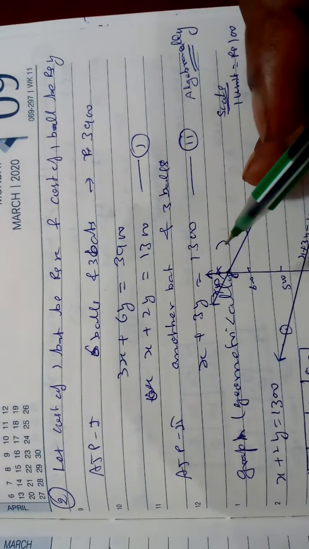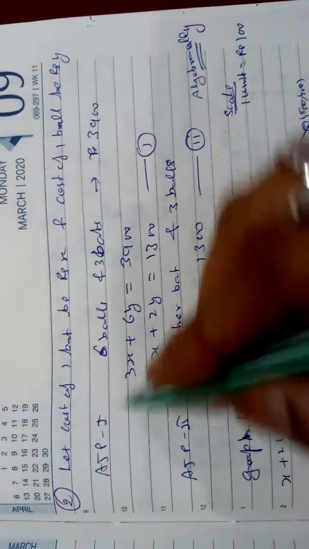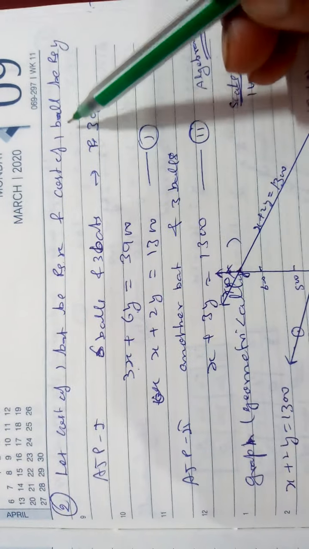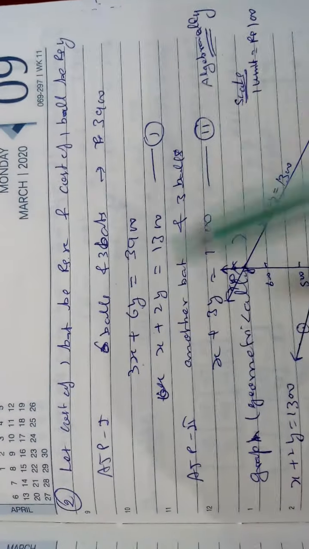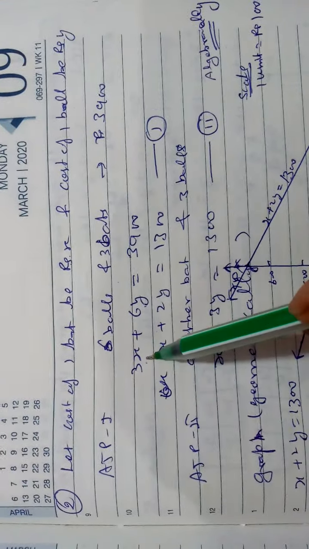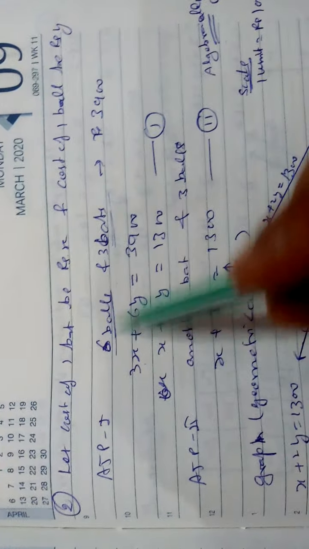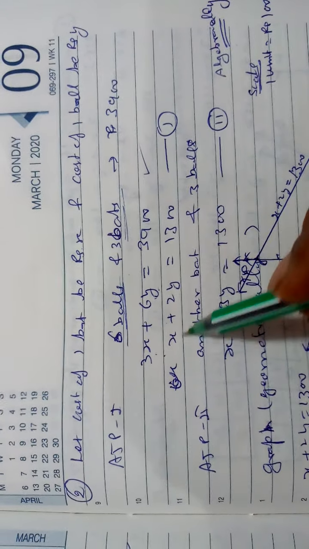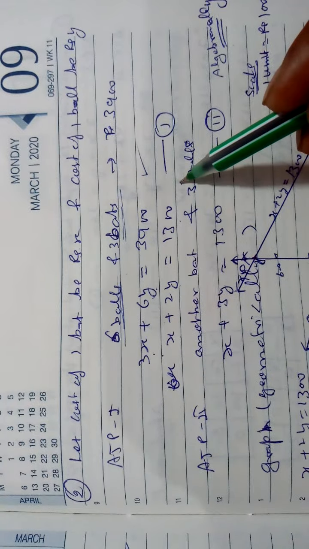Second question is given. A cricket coach is purchasing bats and balls. So he has purchased first of all 3 bats and 6 balls. So let the cost of one bat be rupees x, ball cost is rupees y. So according to the problem, first, 3 bats and 6 balls: 3x plus 6y is equal to 3900. 3 is common in all, so your final answer x plus 2y is equal to 1300.